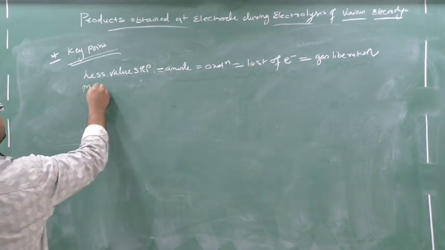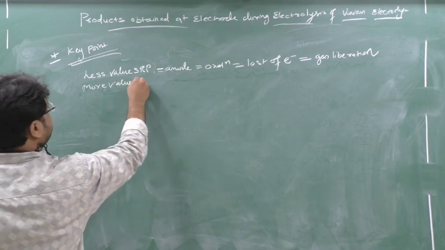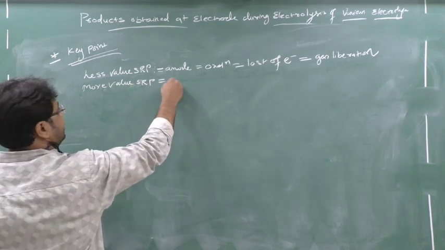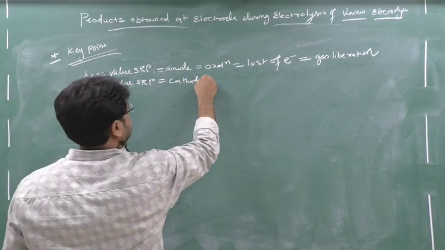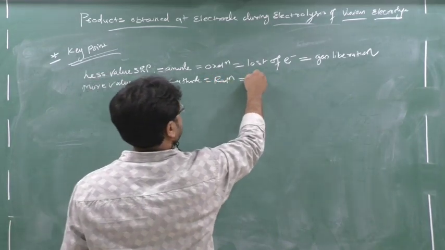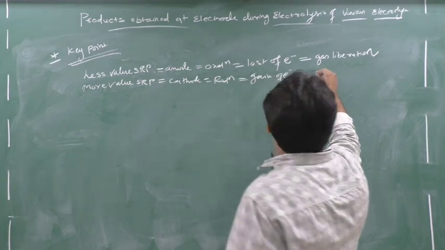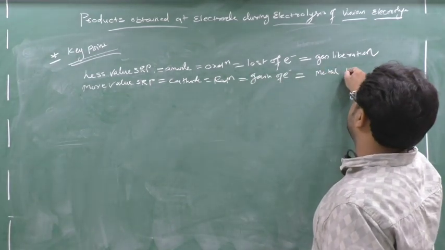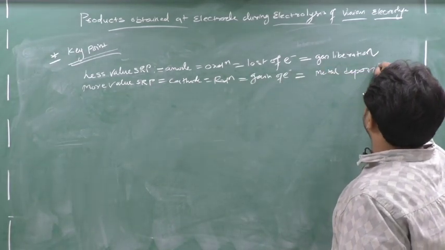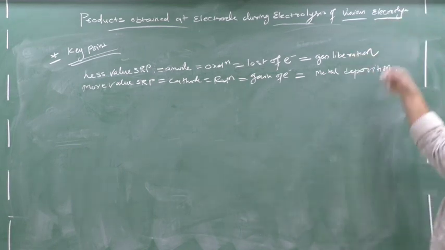More value of SRP, cathode: reduction, gain of electron, all opposite values. Metal deposition occurs. Metal deposition, and hydrogen liberation.